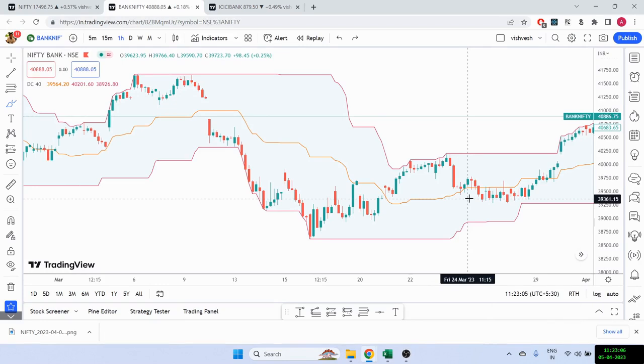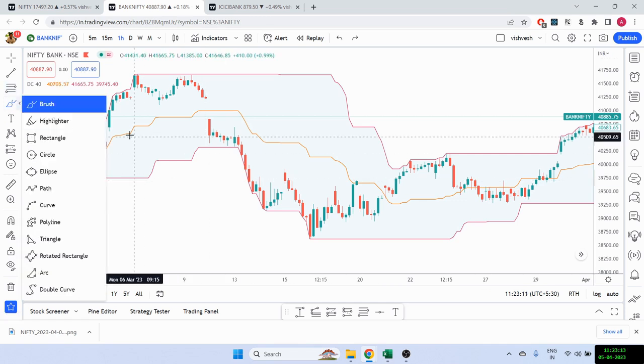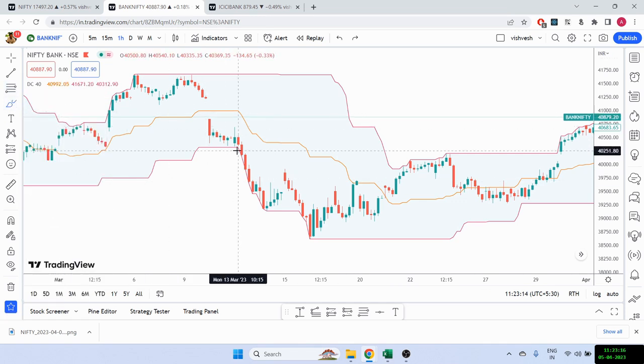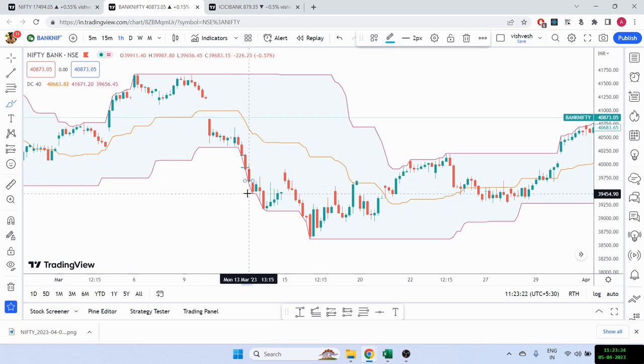So now I'm showing you Bank Nifty on an hourly time frame. Let's go through the steps one by one. The first step is we are looking for the candle to touch the Donchian channel. That means it is currently on its either previous 40-day high or previous 40-day low. So all these candles are valid candles. So that's the first step.